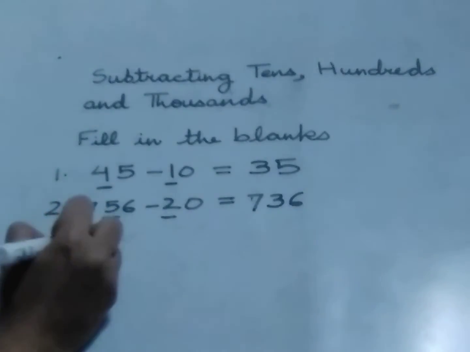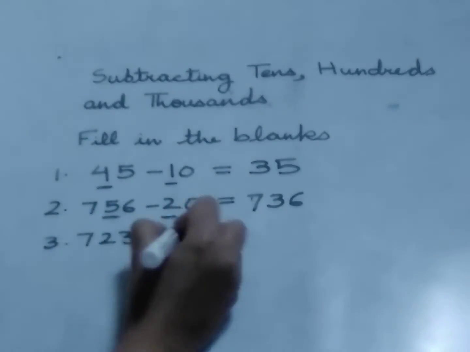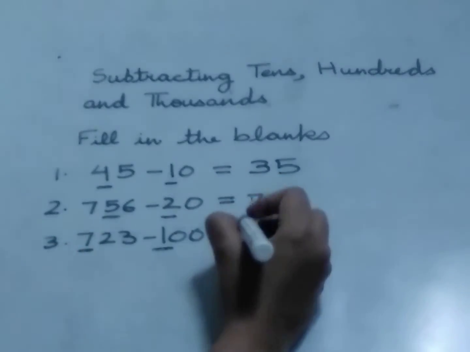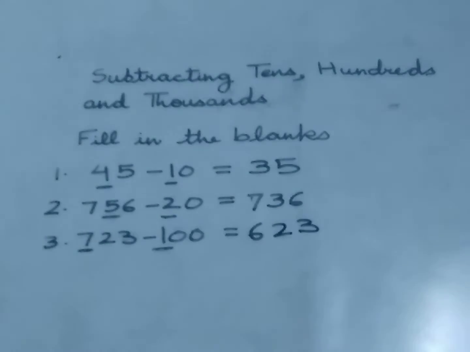Next question is 723 minus 100. So decrease the hundreds digit by 1. 7 minus 1, you get 6. Remaining number 23. 623.